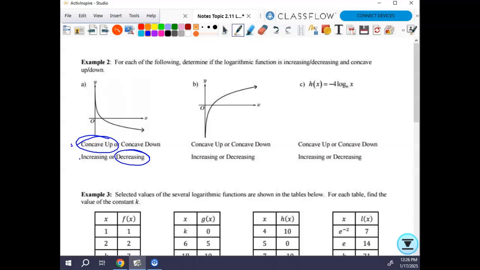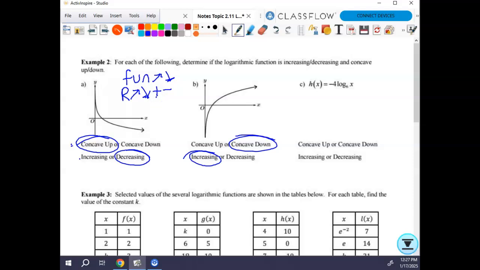It's increasing. Since the function is decreasing, the rate of change is negative. And that's where your fun chart comes in. If you know it without the fun chart, great. If you don't, write down your fun chart so you can get it off of there, right? Here's my fun chart. Okay, so look at B, concave up or down? Down. And since it's concave down, what's true about the rate of change? Concave down, rate of change is decreasing. Is the function increasing or decreasing? Increasing. Since the function is increasing, what's true about the rate of change? It's positive. Okay, we good?